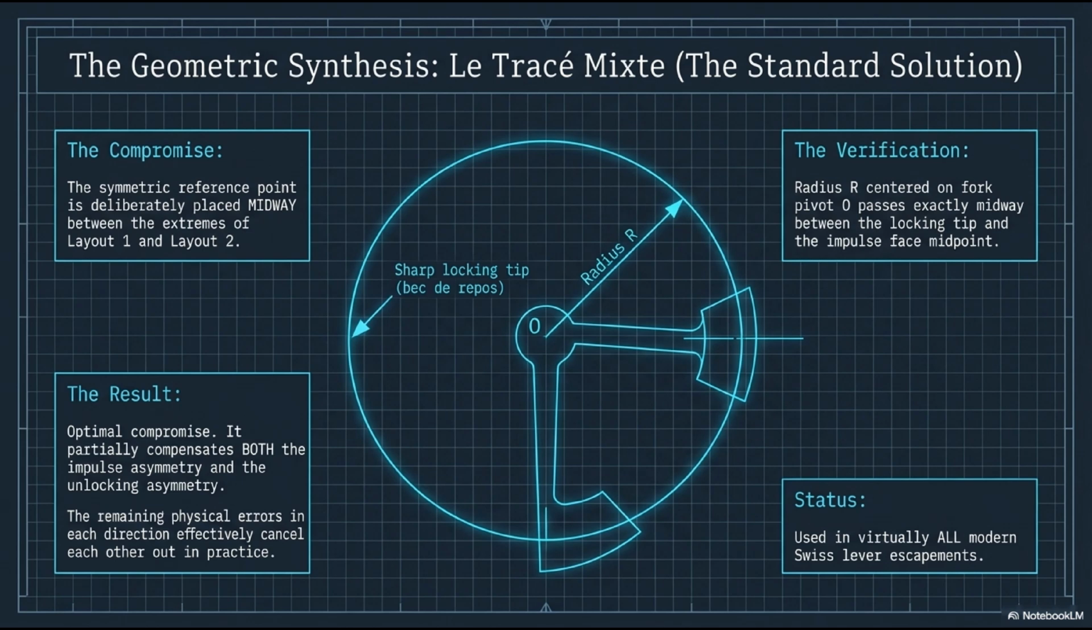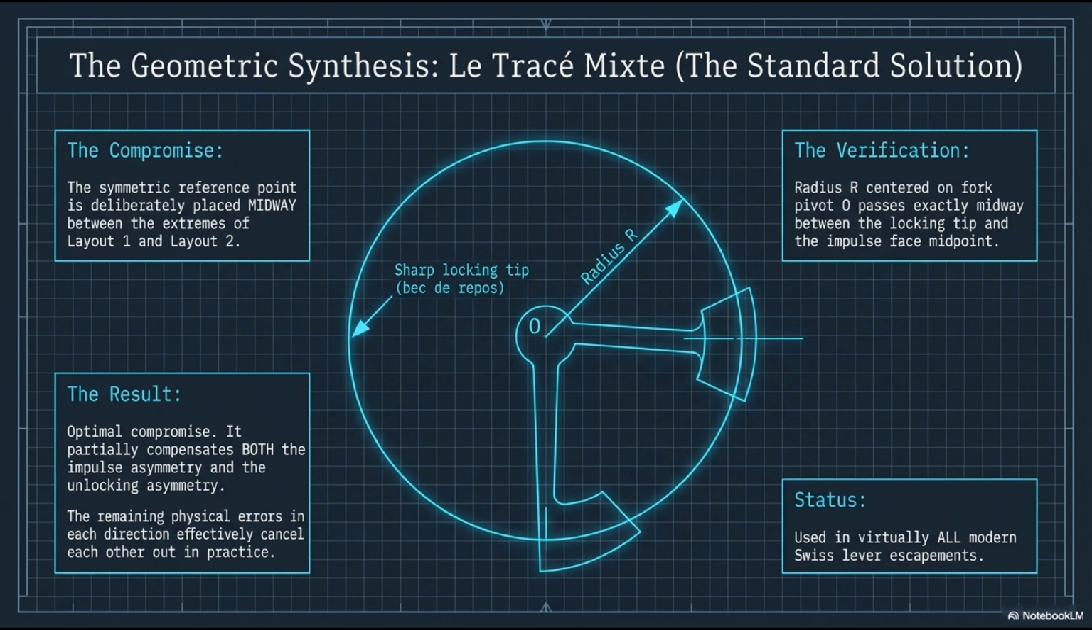Verification method, shown in the diagram: draw a circle centered on the fork pivot O with radius R. In the mixed layout, this circle passes midway between the sharp locking tip, the vive arête de repos, and the impulse face midpoint of each pallet stone simultaneously. That midpoint placement is the geometric definition of tracé mixte.